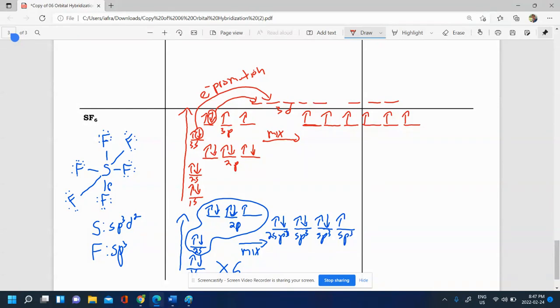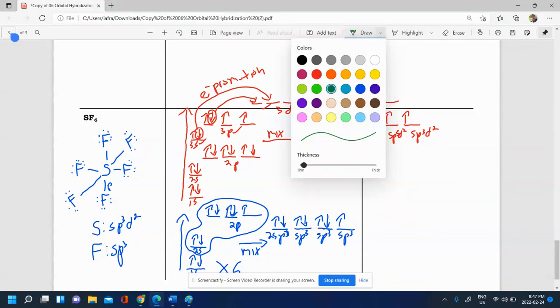So I want you to notice that this is made from an S, 3Ps, and 2 Ds. So we call that sp3d2. So these are now going to form the overlap with the sp3 electron from the fluorine down below there. So essentially this is going to happen 6 times.